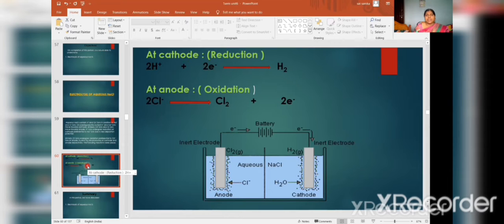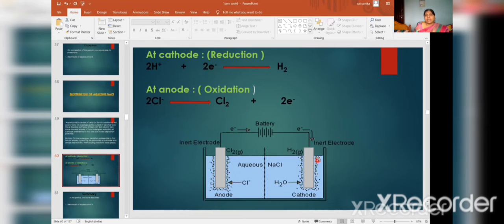So what difference have you observed between electrolysis of fused NaCl and aqueous NaCl? In fused NaCl, there are just two ions, one cation and one anion. Sodium goes to the cathode and Cl minus goes to the anode. There they undergo chemical reaction. Sodium metal is deposited at the cathode and chlorine gas is liberated at the anode.